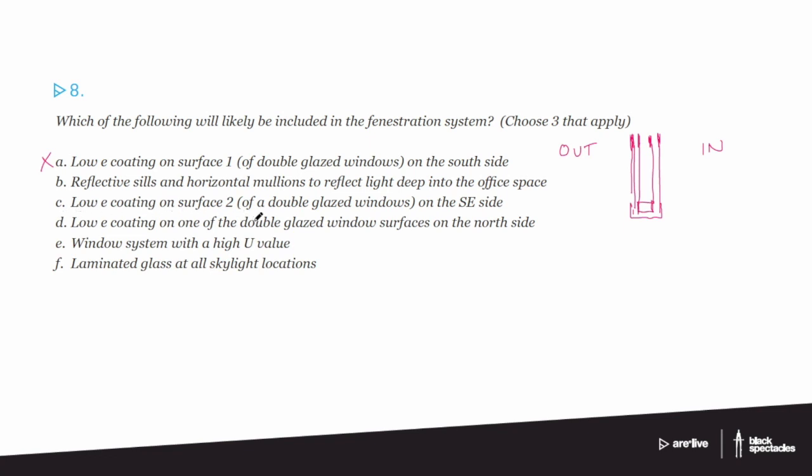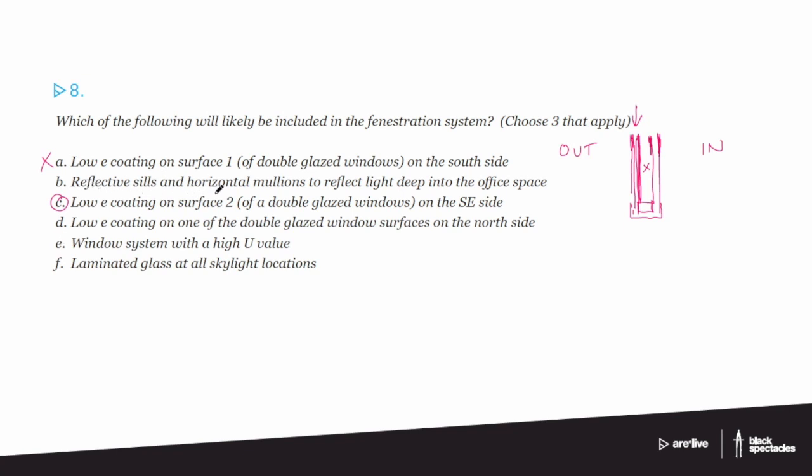Low E coating on surface 2 of double glazed windows, well, that means it's right there. That's on the inside face. That actually totally makes sense because you want the low E coating before the solar gain has gotten into this space. So being on surface 3, not so great. It's okay, it's better than surface 1, but it's not as good as surface 2. And again, being on surface 4 is not as good as either 3 or 2, and 2 is definitely the best one out of all of those. So this one is certainly a keeper.